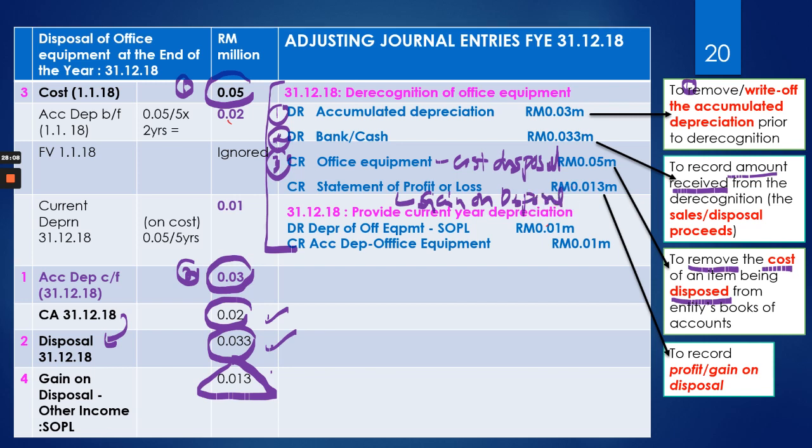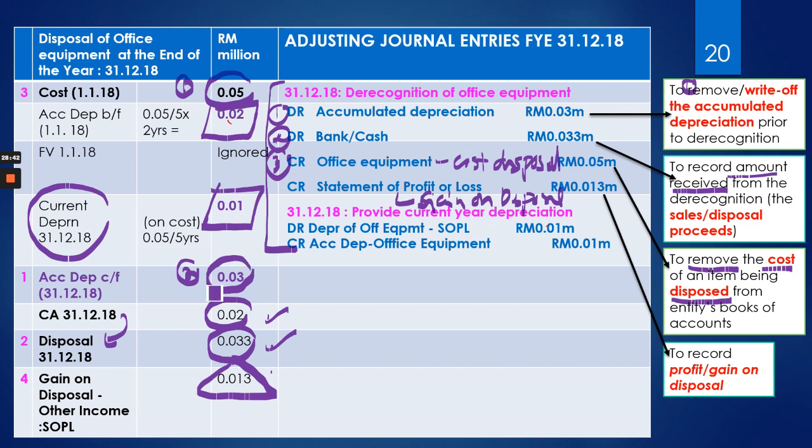At the same time, since that happened, you also provide depreciation for the current year. So the depreciation for the current year was provided first, before there was a disposal. So at the beginning of the year, the amount was 0.02, given in the question. You can find the information. So you get 0.02, right?